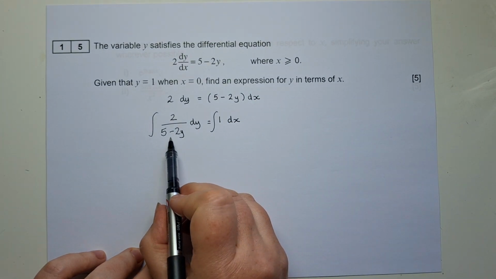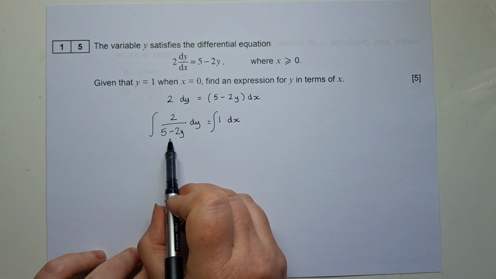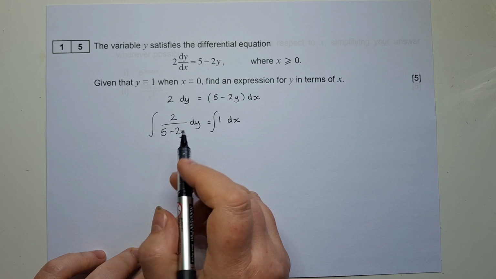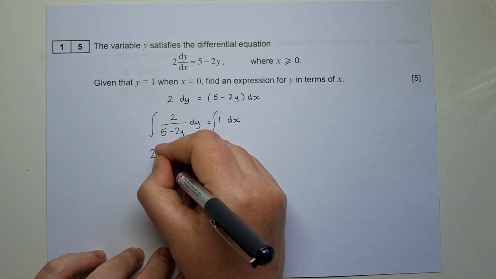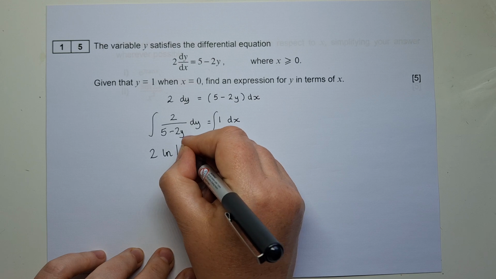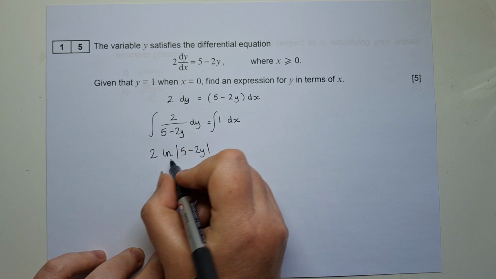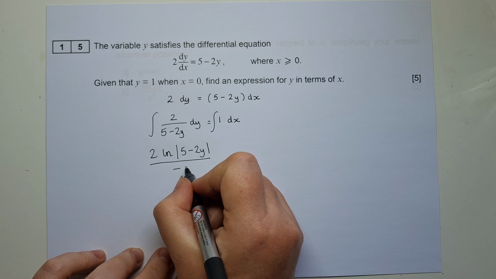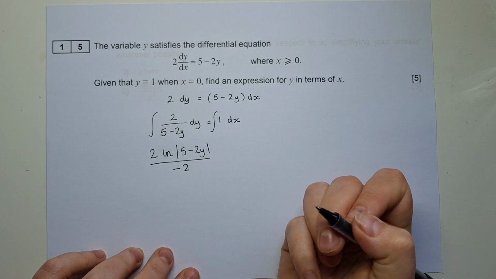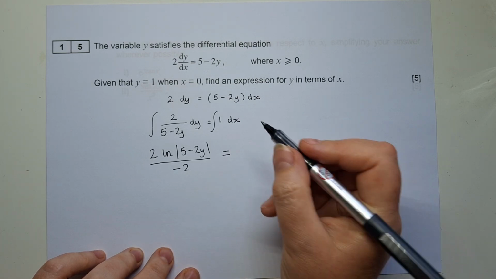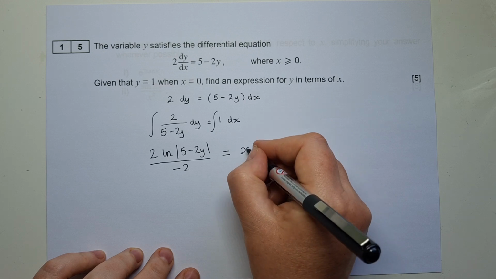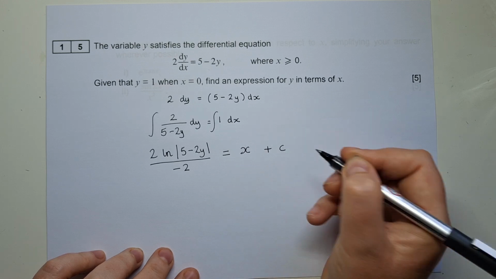So this side is the rule for linear power 1, which is ln. So you've got a 2 as a timesing factor, ln of modulus 5 minus 2y, but remember to divide by the differential, which is a minus 2. On the other side, you've got a 1 integrating to an x, and you need a plus c.